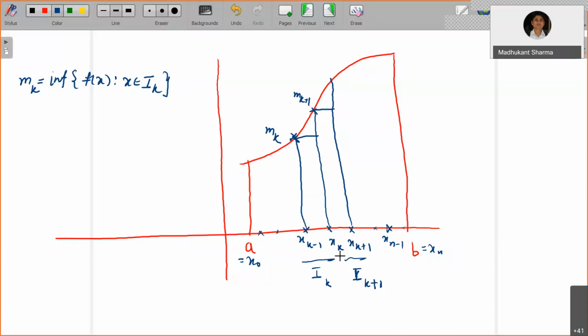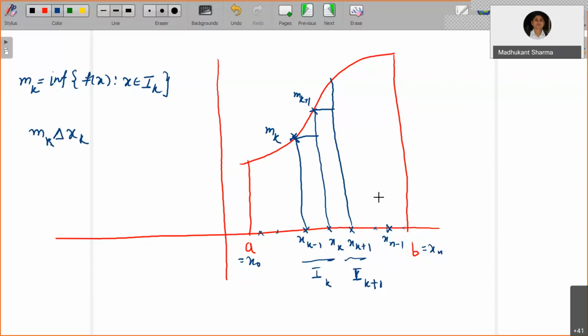Okay, because you are taking the tag point here, xk minus 1 and xk. And the area will be mk into delta xk. And if you take, so what are the small mk's doing? If you go with the infimum, that always creates a rectangle which lies below the curve.